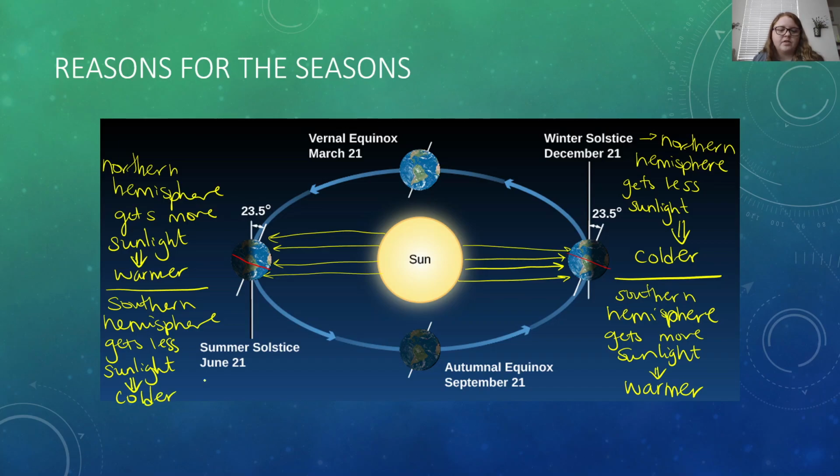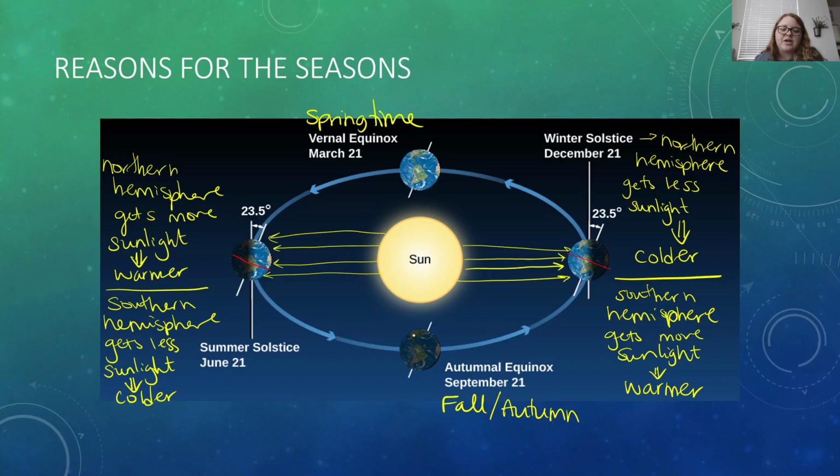Now, these are the two extremes, but we can also look at the equinoxes. So we've got the vernal equinox, which is like springtime, and the autumnal equinox, which is around fall, or autumn.